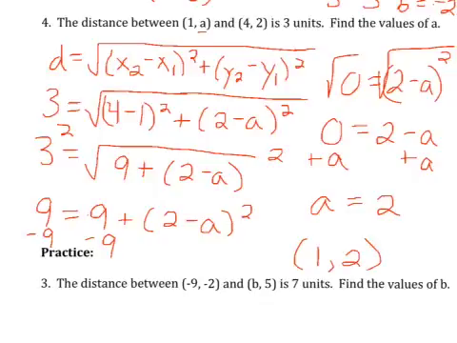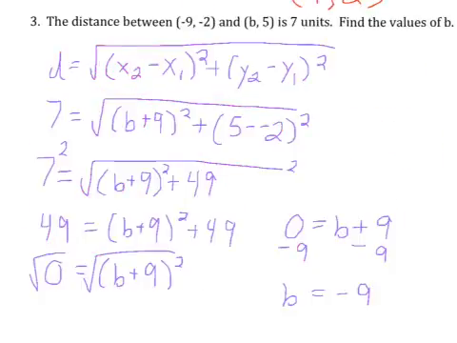So we only got one answer for this one, and our one answer is the coordinate (1, 2). Go ahead and try the next 2 problems on your own by stopping the video and then restarting it to check your answer. For this problem, we only got one answer. Again, b equals negative 9, so we were lucky that we did not have to find 2.